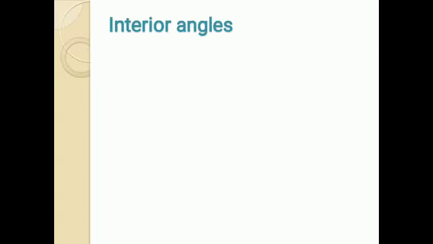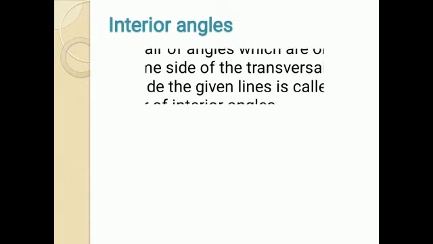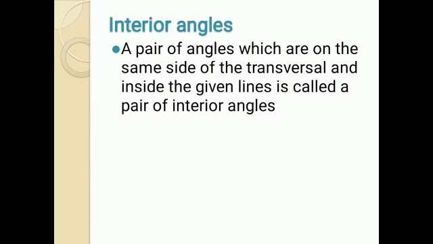Interior angles. The angles which are in the interior, that is inside the given lines, are called interior angles. The angles on the same side of transversal form a pair of interior angles. Here in the given figure, line L and line M are intersected by a transversal line N. There are two pairs of interior angles formed.